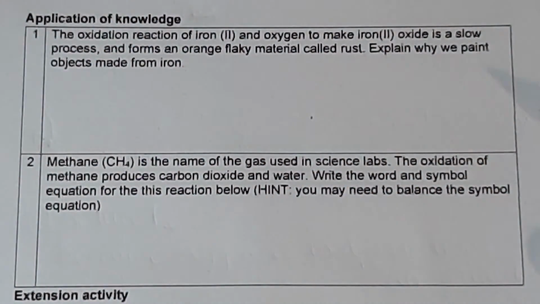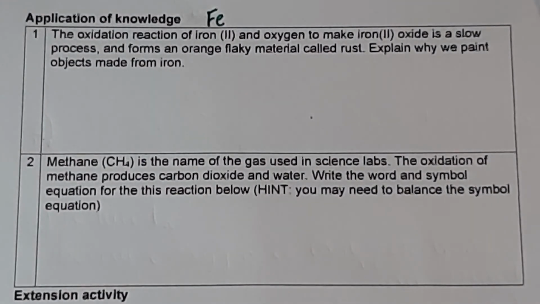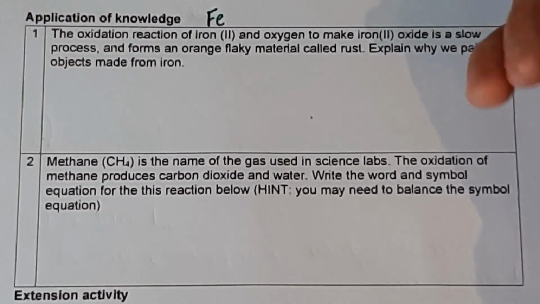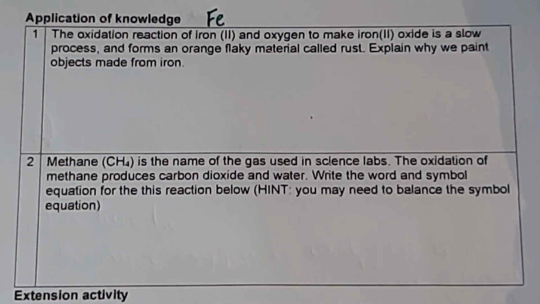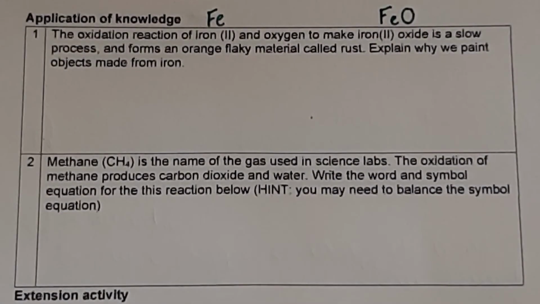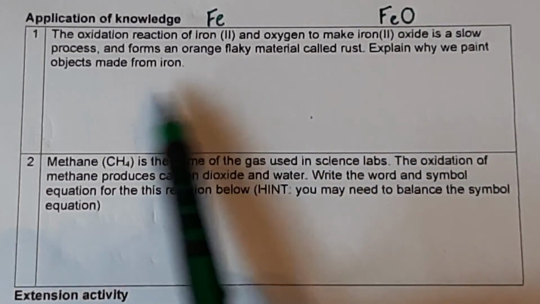So firstly, I'd like to point out that iron 2 is just the same as iron, Fe, and sometimes we use this 2 to indicate that it makes an ion. And iron 2 oxide is just FeO. So just use that information. You don't really need to use it, but you need to explain why we paint objects made from iron.